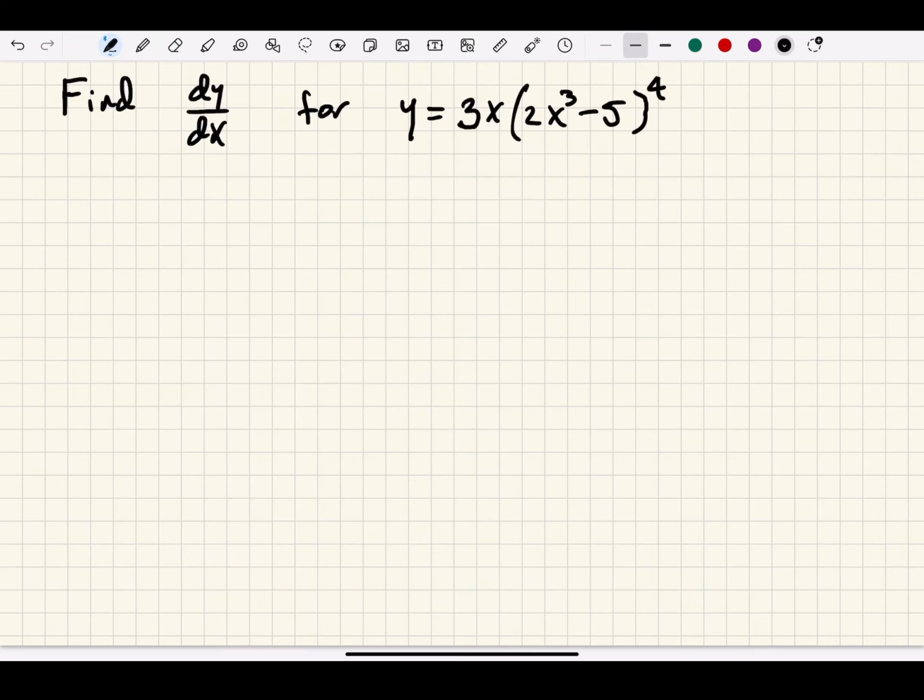We are to find the first derivative for the function y equals 3x times (2x cubed minus 5) raised to the fourth. What we will need to realize here is that we have a product of two functions. The first would be 3x, and then the second would be (2x cubed minus 5) raised to the fourth.